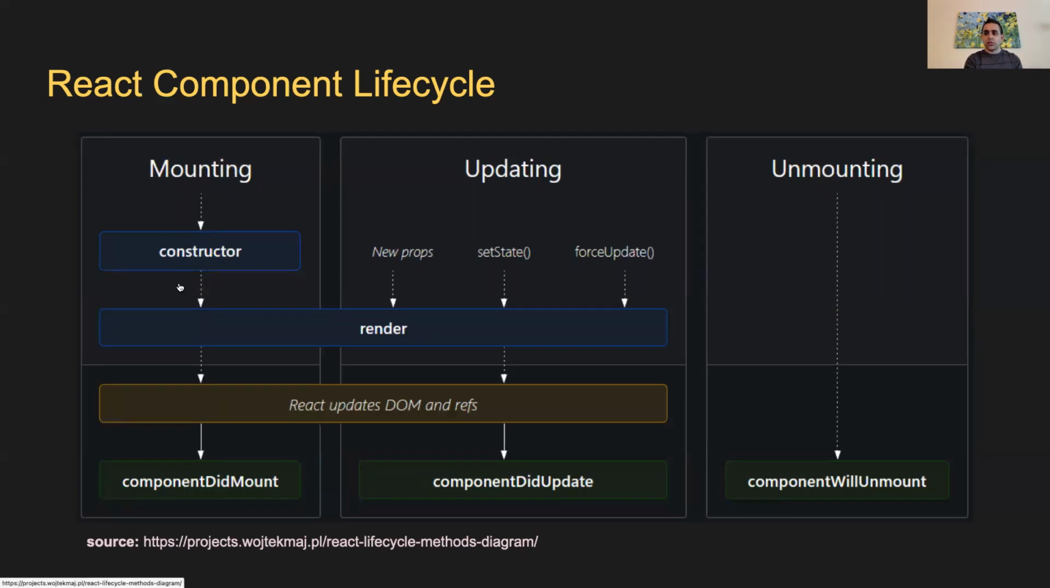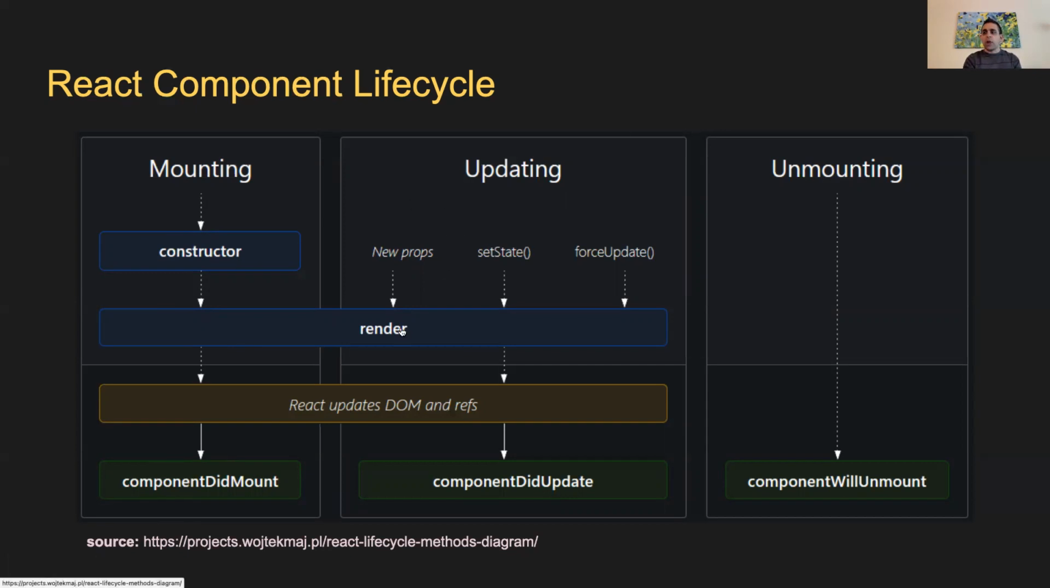It calls your constructor, so that's when the component's being created. It's going to do an initial render, and then it's going to call componentDidMount down here. All right, so this is the mounting case. It goes through these three methods. For updating, there are three means that will trigger a re-render of your component.